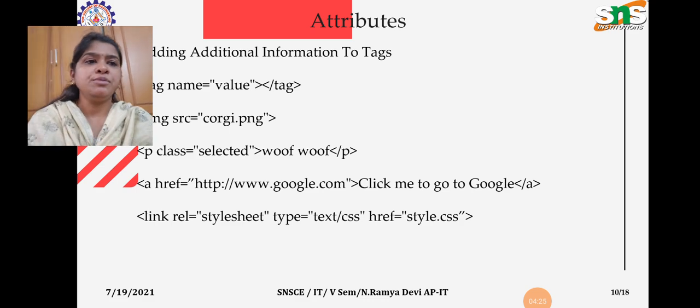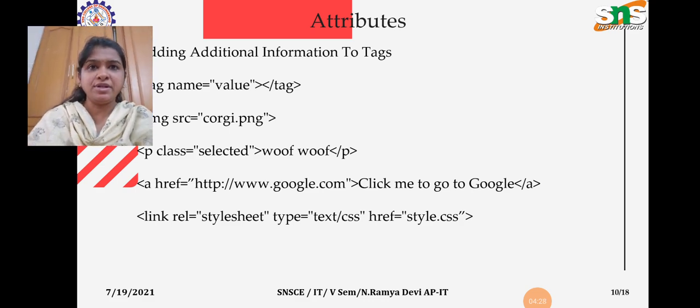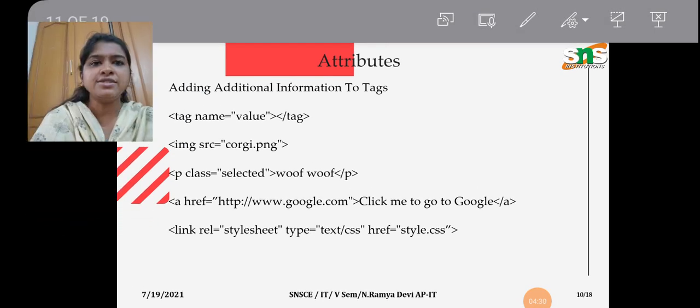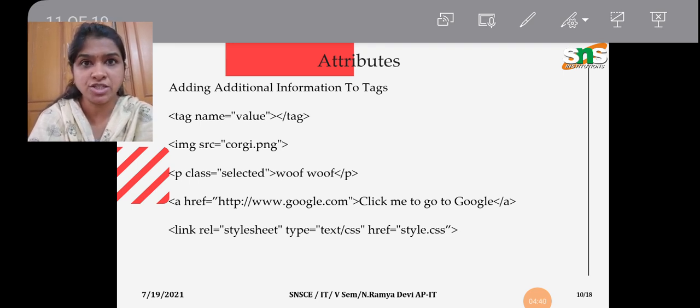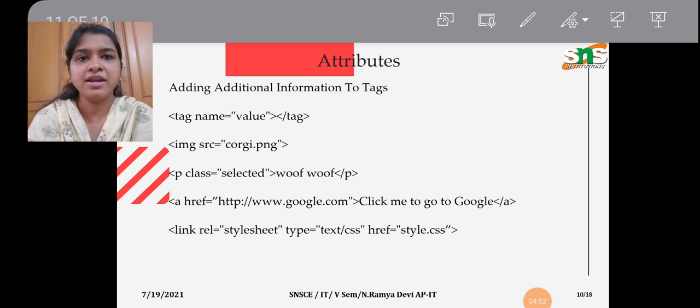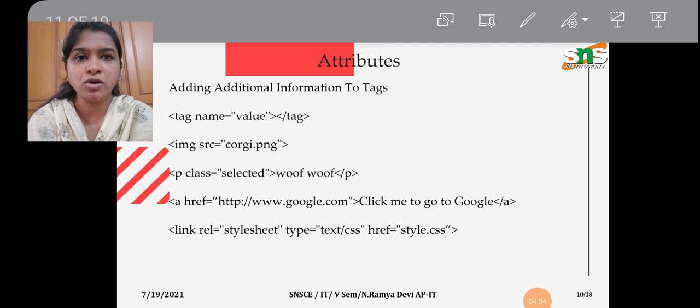So one more important element of HTML is an attribute, which adds additional information to tags. For example, the tag name, and then if we have an attribute, it should have a value for that attribute. For example, img is an HTML element. Here src is an attribute for that img element, which carries the information about where that image resides. And for paragraph, we can also have an attribute called class.